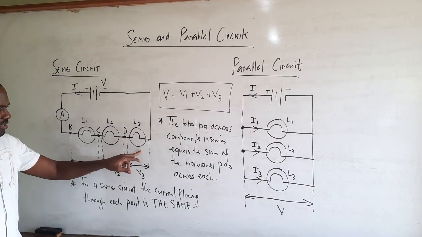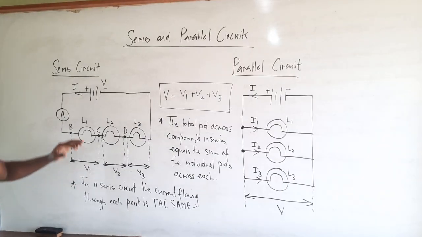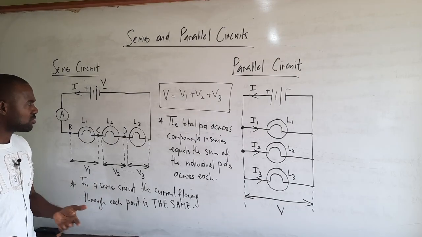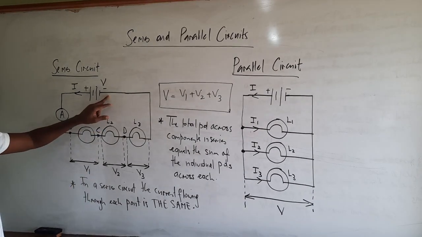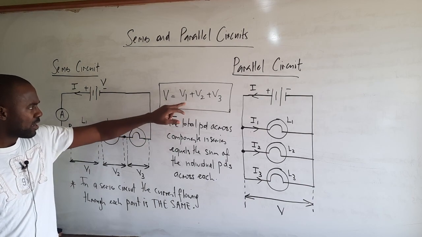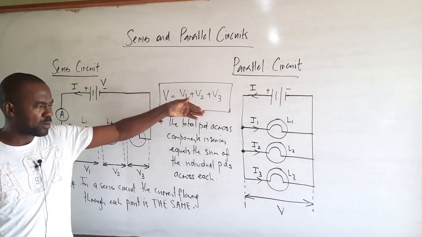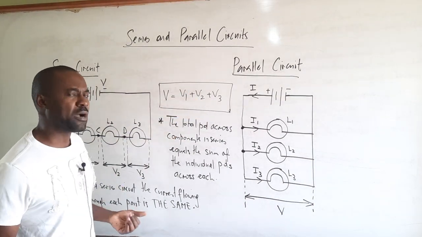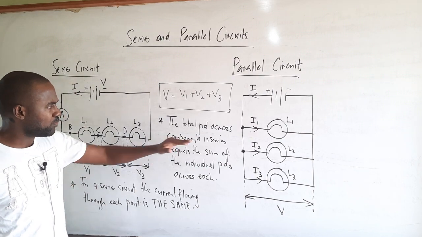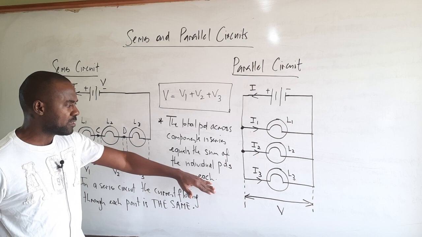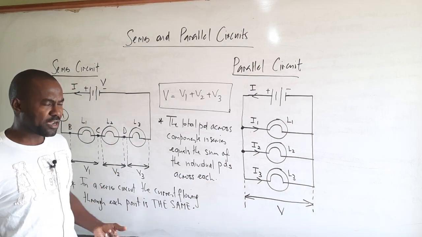If we take 4 voltmeters, connect 1 across lamp L1, another across lamp L2, another across lamp L3, and the 4th across the battery, then when we compare those readings, the reading across the battery, V, is supposed to be equal to the reading across L1 plus L2 plus L3. Therefore V is equal to V1 plus V2 plus V3. From that we conclude that the total PD across components in series equals the sum of the individual PDs across each.